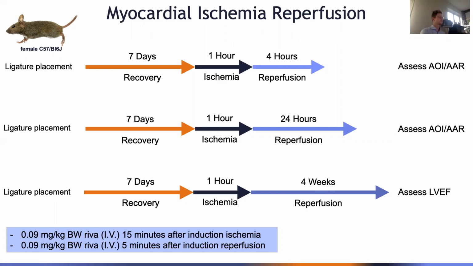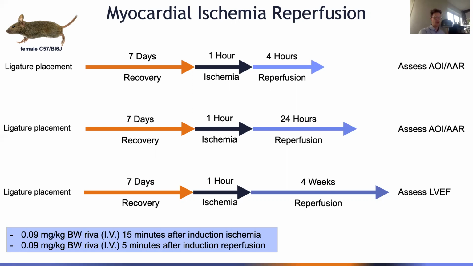Because traditionally what people do, they just open the chest, they induce ischemia, and they induce reperfusion. But you can of course imagine that when a mouse has his chest wide open, it induces a massive inflammatory response, maybe even affecting the results. So we chose a closed chest model because we know after 7 days, the inflammatory response is gone. So we have a quite clean model in this case.